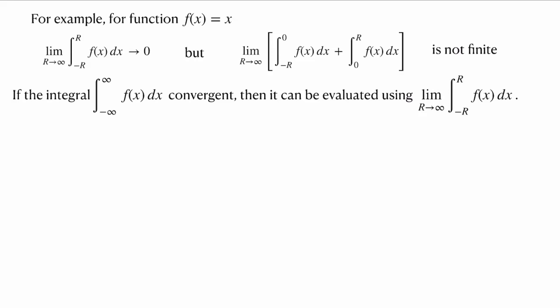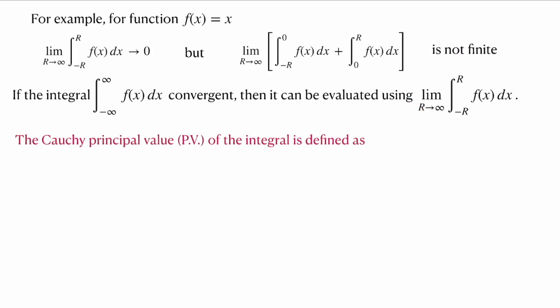But as per the definition, we need both I1 and I2 to be convergent to have this integral of f of x dx from minus infinity to plus infinity be convergent. This is not a sufficient condition. Definition of a Cauchy principal value. The Cauchy principal value integral is defined as PV integral from minus infinity to plus infinity of f of x dx, given as the limit as r goes to infinity of the integral from minus r to plus r of f of x dx.